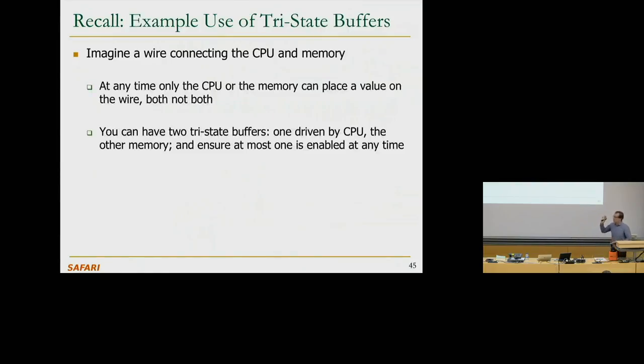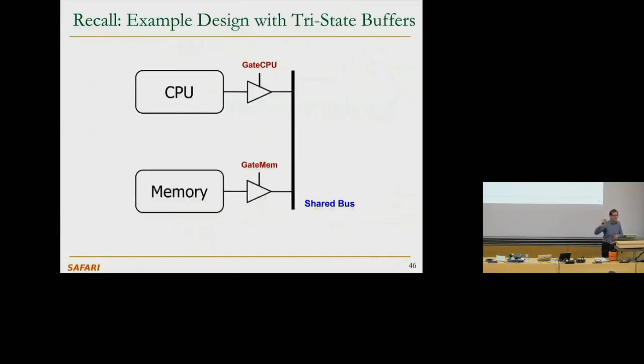And if you remember, why is this useful? I told you one example is a wire that's connecting the CPU and the memory, a bus. At any given time, only the CPU or the memory can place a value on the wire, not both. And you can use 2 tri-state buffers to implement this. One driven by the CPU and the other memory, and ensure that the logic or FSM that you're designing enables at most 1 at any given time, right? And I've given you a high-level picture of this. At the very high level, it looks like this. CPU, memory, and you ensure that only one of them drives the shared bus.